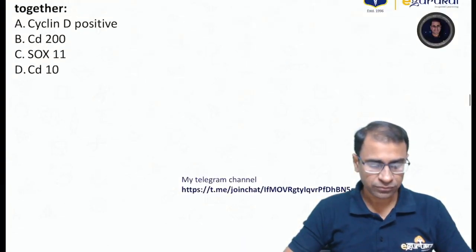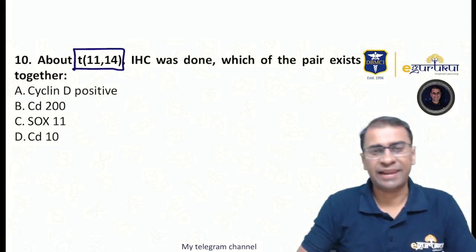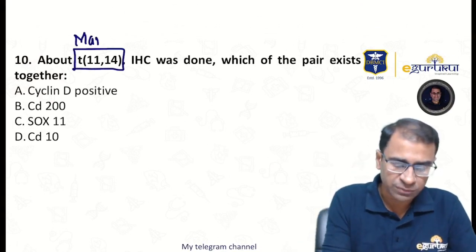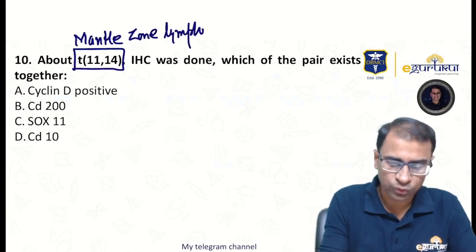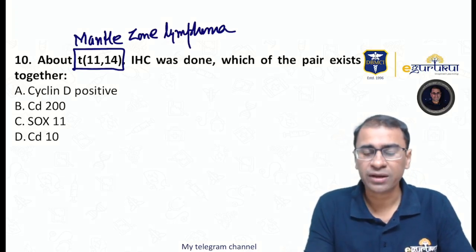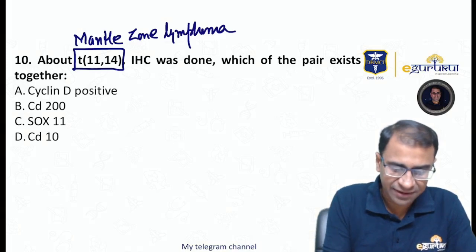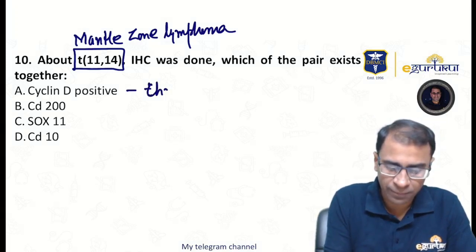Okay. 10th. Now this case about a patient having a translocation 11;14 shows what? It shows mantle zone lymphoma. So if you remember, mantle zone lymphoma has a few findings that you must all remember. They have 11;14 and 11. The 11 is nothing but cyclin D, this is chromosome number 11. So this is definitely true.